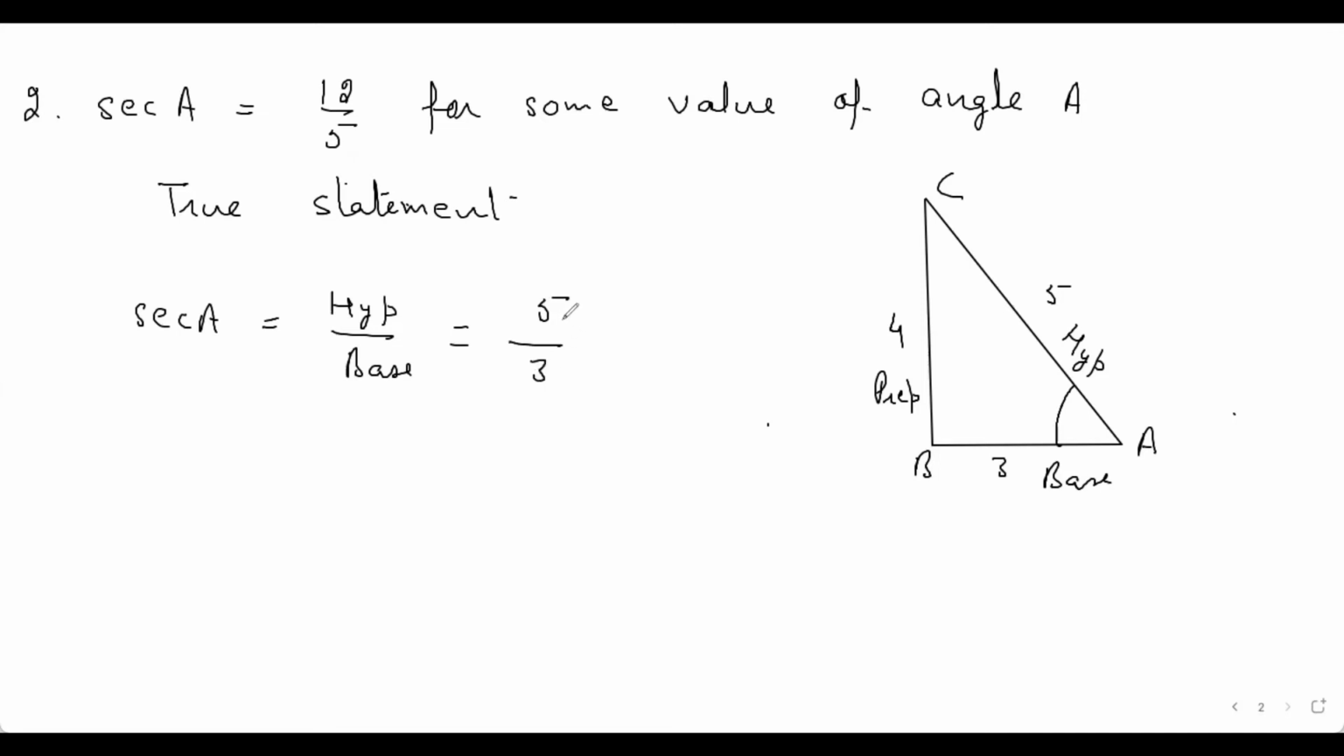Hypotenuse is always the longest side, and when hypotenuse comes in the numerator, the highest number will come in the numerator. So this will always be greater than 1. So the value of sec A is greater than 1. Since here it is given 12 by 5, which is greater than 1, this is a true statement.